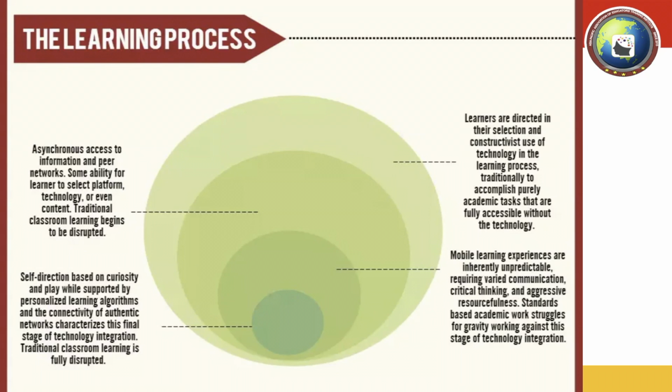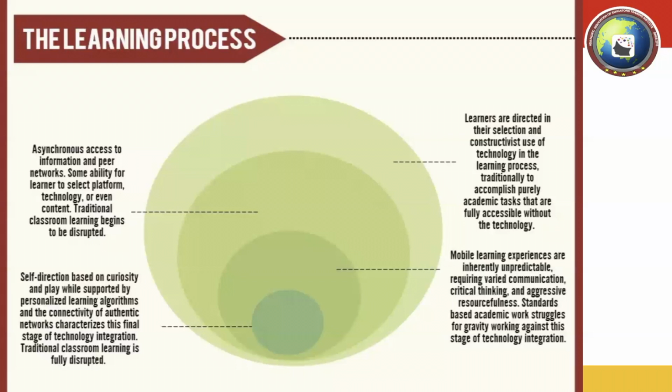And in stage 3, mobile technology erodes the traditional classroom. So truly mobile learners should disrupt non-flexible curriculum. Mobile learning experiences are unpredictable. Why? Because it requires varied communication, critical thinking, and aggressive resourcefulness. Standard-based academic work struggles for gravity, working against this stage of technology integration.